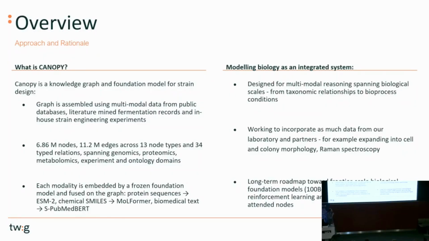And then in the long term, we're trying to scale this towards frontier scale foundation models, and use lab-in-the-loop reinforcement learning. One of our interesting ideas is to bring in our other AI topic at Twig, which is multi-agent research systems. We'd like to perform some reasoning over highly attended nodes when we make predictions using the graph.